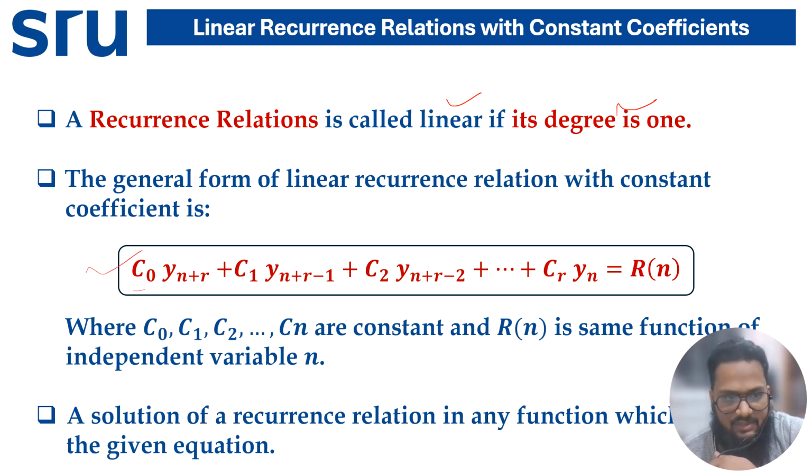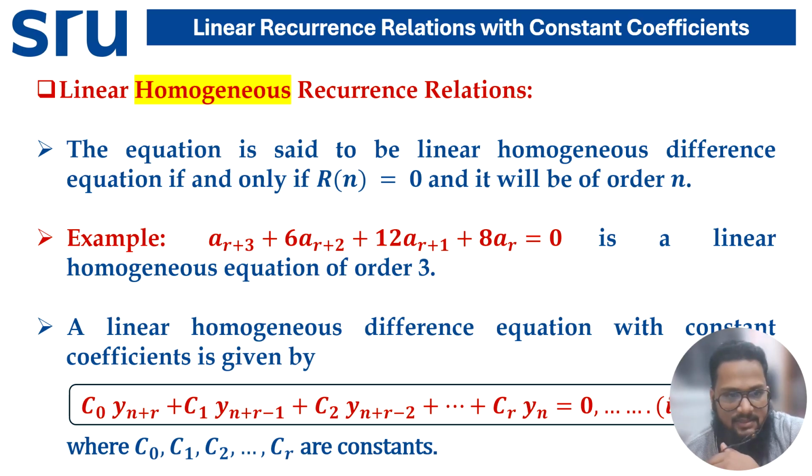So first, coefficients c0, c1, c2, these are all constant coefficients, these are the variables, this is the suffix, and on the right hand side is any function of the independent variable. Here we are taking n, so Rn. Now if this Rn is 0, then it will be called a homogeneous linear recurrence relation. It is linear because the power is 1 and the right hand side Rn is 0. So this is one complete example of a linear homogeneous recurrence relation.